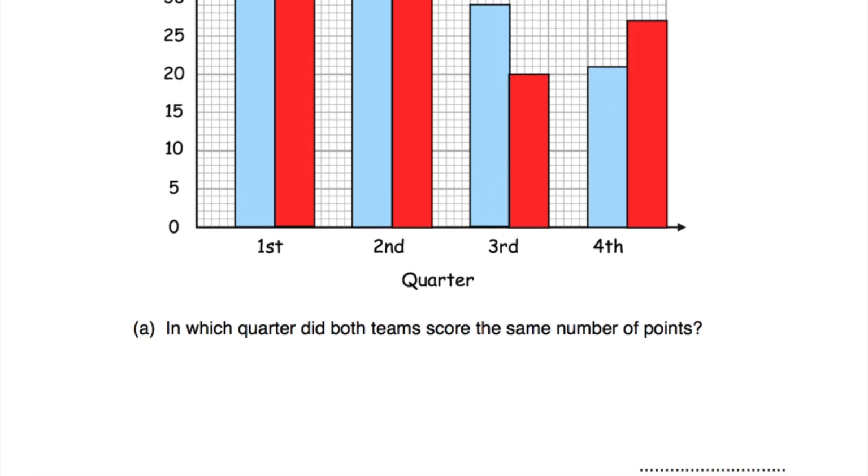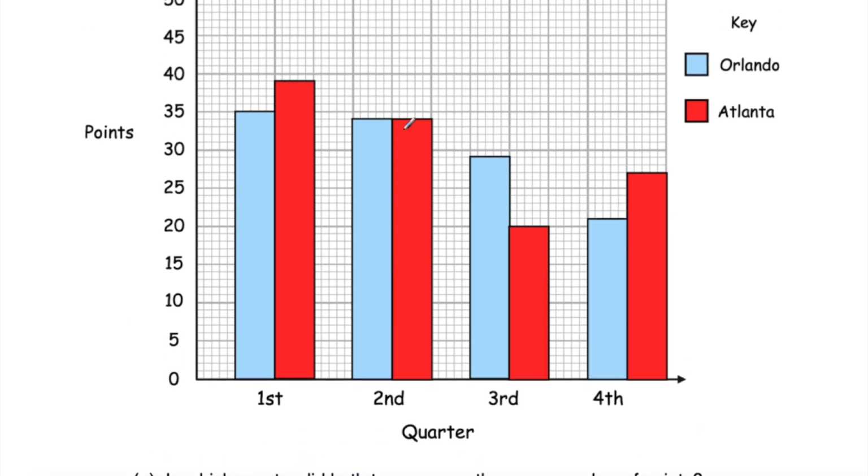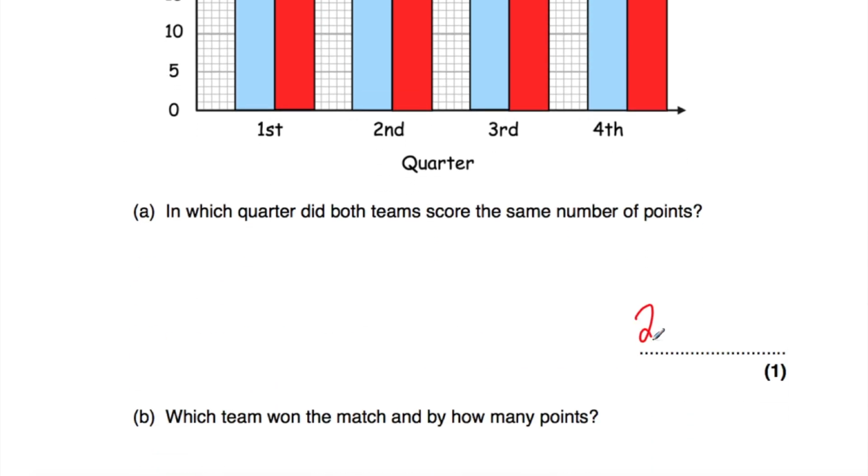Okay, so let's go up here. It says, in which quarter did both teams score the same number of points? So as you can see, the second quarter, they score the same number of points. Atlanta score more points in the first quarter. Orlando scored more points in the third quarter, and Atlanta again scored more points in the fourth quarter. So in the second quarter, they scored the same number of points. So it says in which quarter? That's the second quarter, or the second.